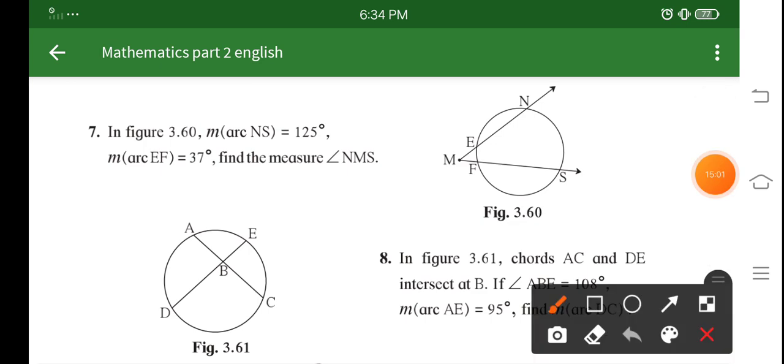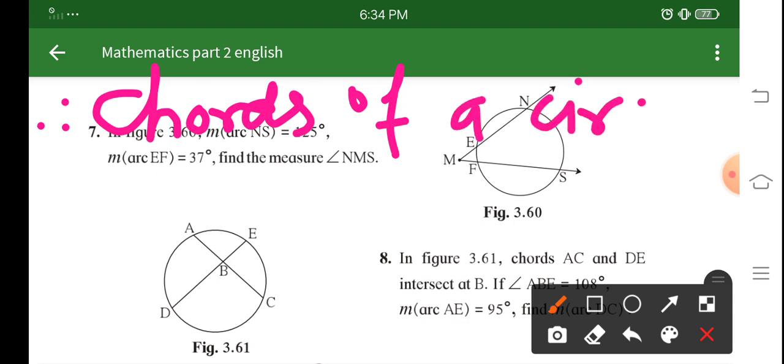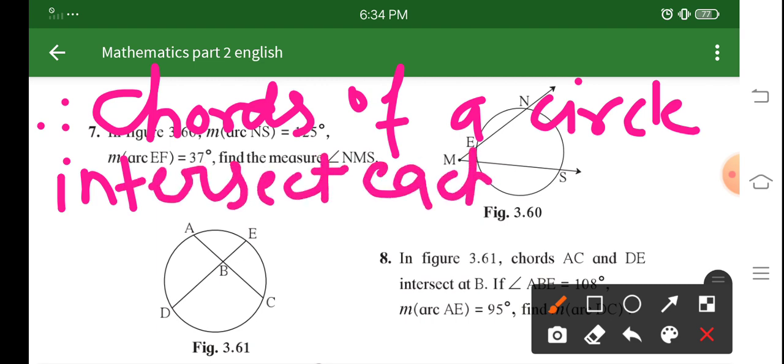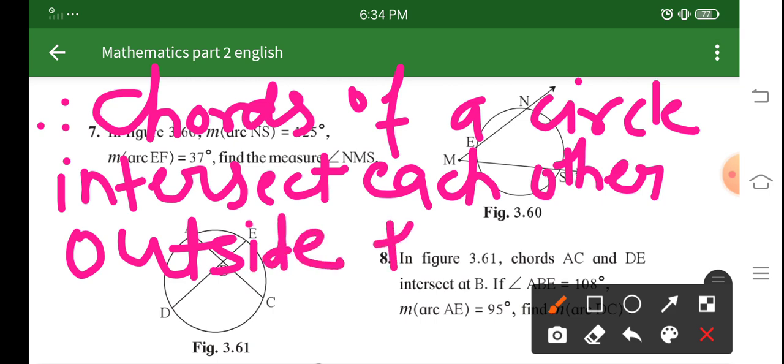See, this was our given. So therefore the chords of a circle intersect, right? They are intersecting. You can say that they intersect each other outside this circle, right? Outside the circle.